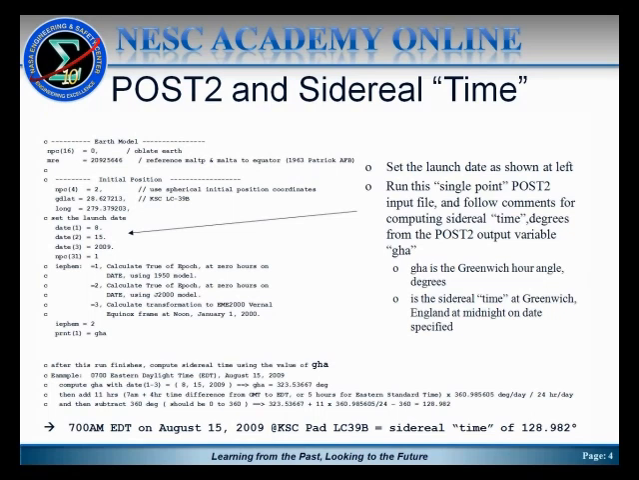So following through all those calculations, you would take the 323.53667 degrees for Greenwich hour angle out of post, add to it 11 times 360.985605 degrees divided by 24, and then finally subtracting 360, you would find that you'd get a sidereal time at 7 a.m. on August 15, 2009 at Kennedy Space Center of 128.982 degrees. And that would be the angle that you would use if you were constructing a trajectory beginning at that particular time and date.